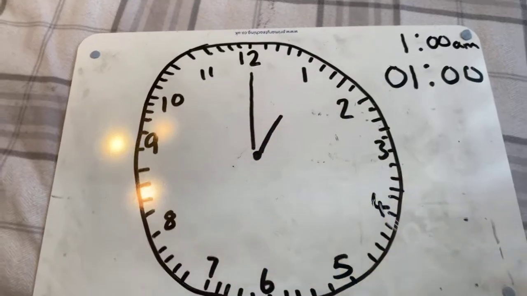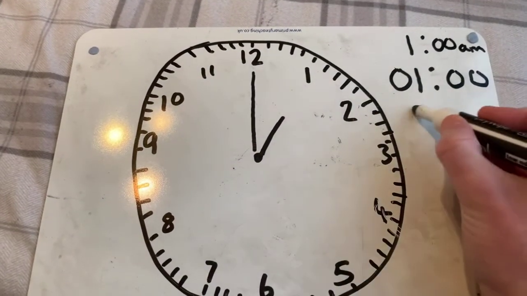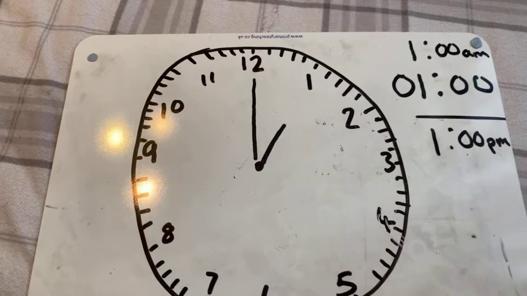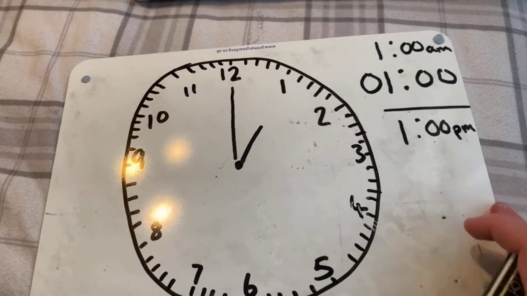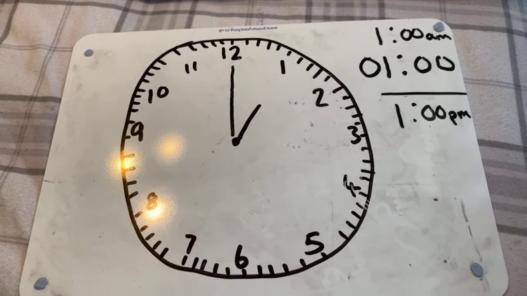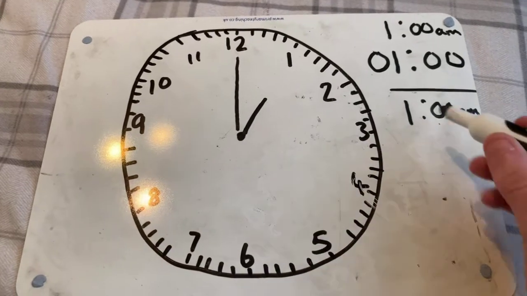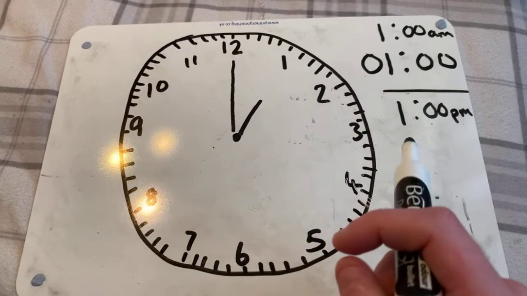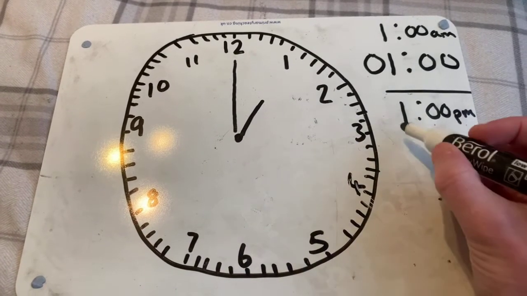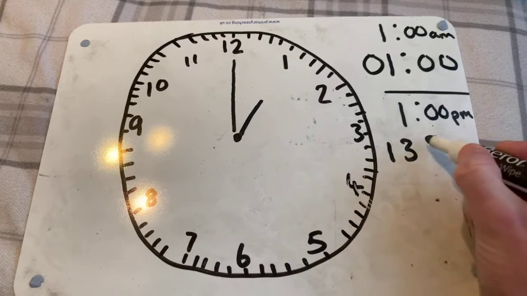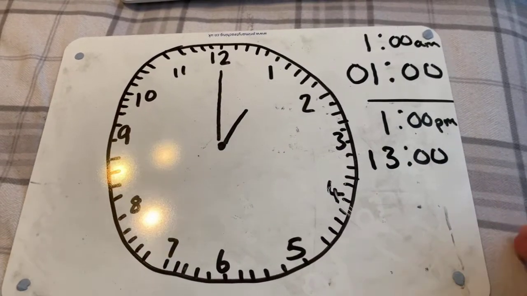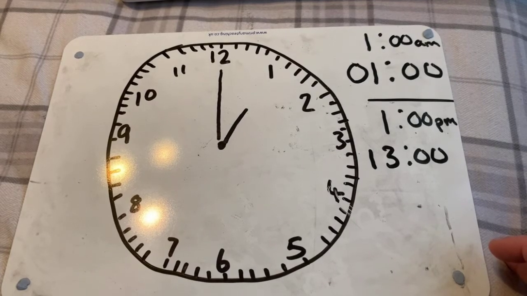But if this was 1 p.m., we wanted to convert that into 24-hour time, then we're going to need to add on 12 hours because there's 24 hours in a day. You'll see how to do this in the next video. So 1 plus 12, that makes 13. So in 24-hour digital time, it's 1300 hours, or 1 p.m.